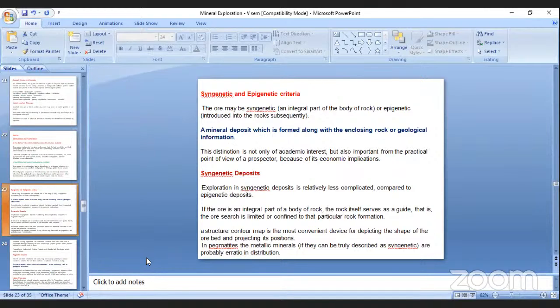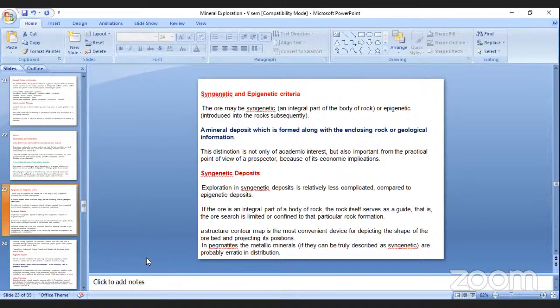mineral or ore deposits in the same area. And if you go deeper, in deeper level studies, we have two types of criteria. It is important to us. One is syngenetic, and the second one is epigenetic criteria.